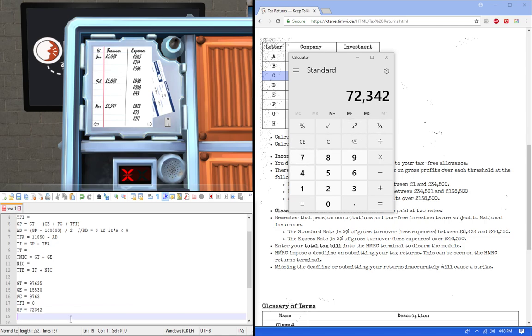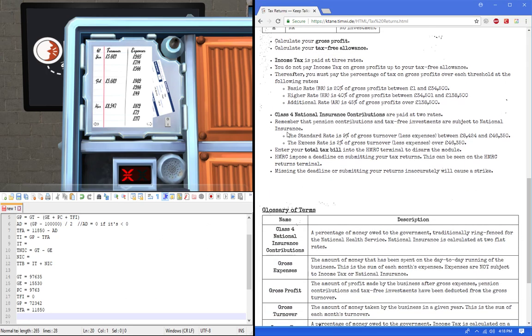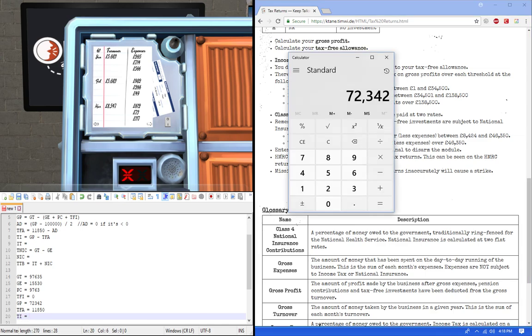Okay. Next, we gotta calculate our tax-free allowance. So how many numbers is over 100,000 of our gross profit? None. So our starting base is at 11,850. So we don't have to reduce that. Then we're gonna look at our taxable income. Taxable income is going to be our gross profit minus our 11,850. That's going to be 60,492.